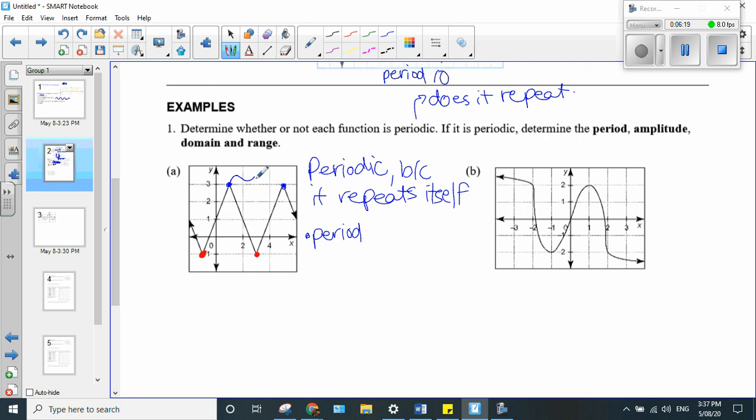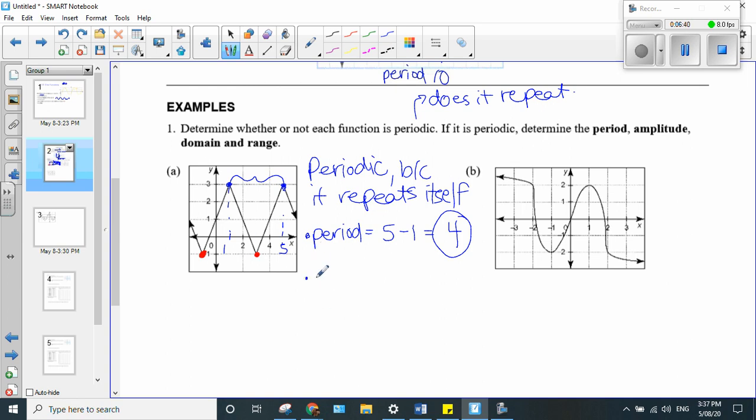So what we're looking for for the period is this distance. Well, we can kind of just count, especially in this one. This is a 5, this is a 1. So what we do in order to find the period is we subtract 5 minus 1, so our period is 4. 4 units, we don't know what x represents.